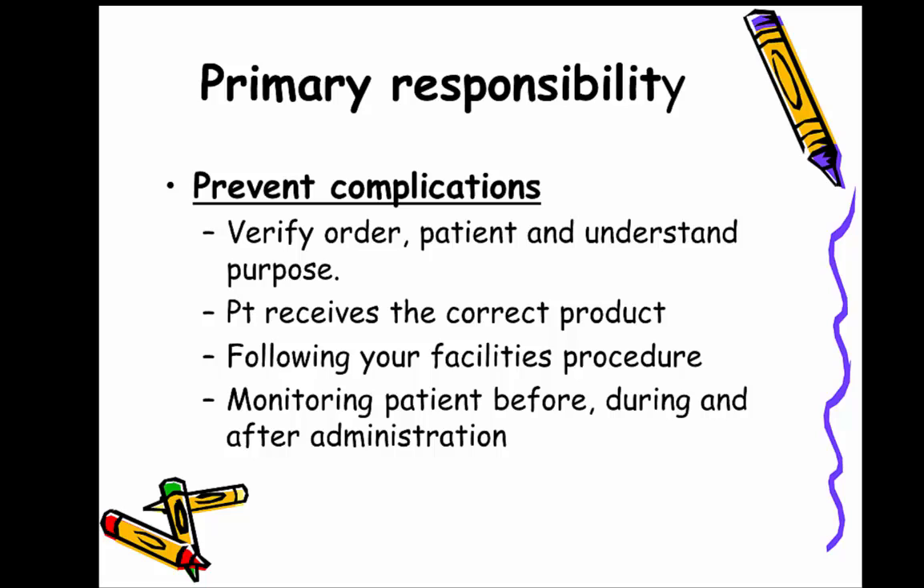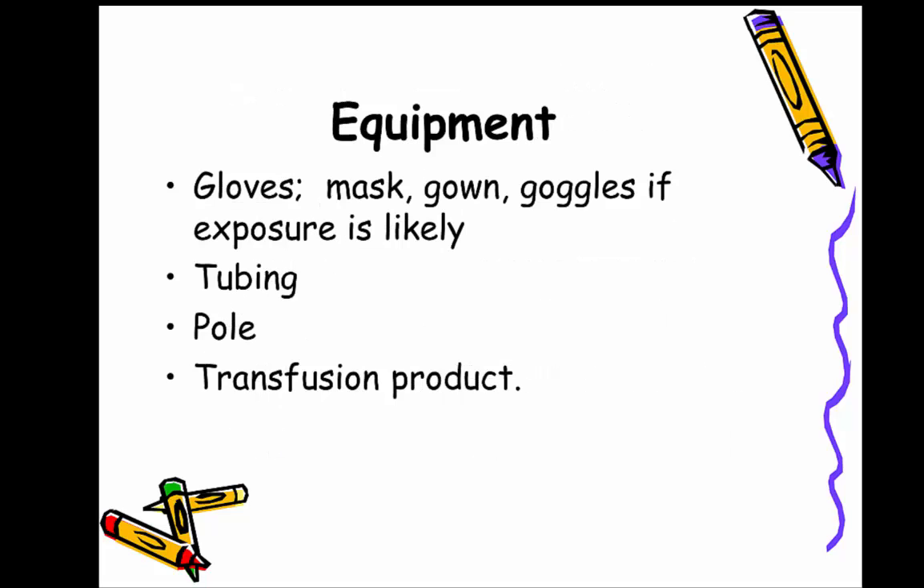So our primary responsibility is to prevent complications. We're going to do that by verifying the order, making sure the patient understands, verifying the patient, and making sure we understand the purpose. We want to make sure the patient receives the correct blood product. We want to follow our facility's procedure, and we're going to monitor our patient before, during, and after the administration of the blood product.